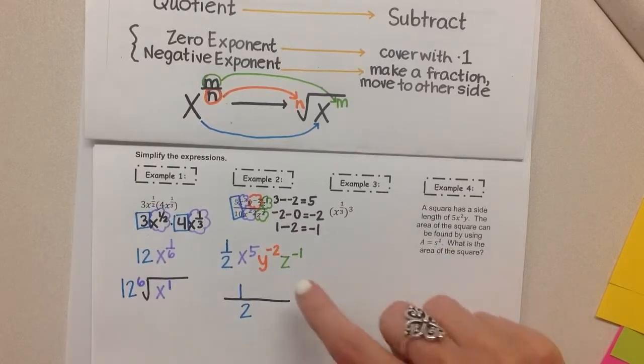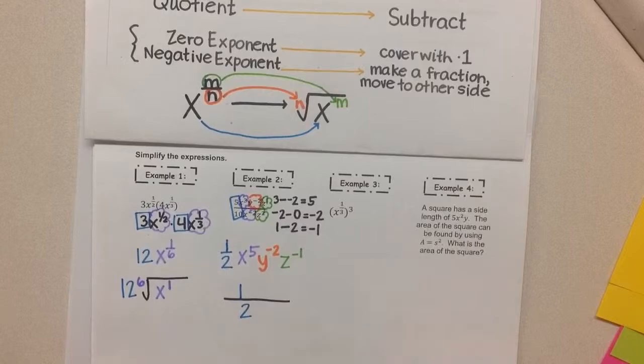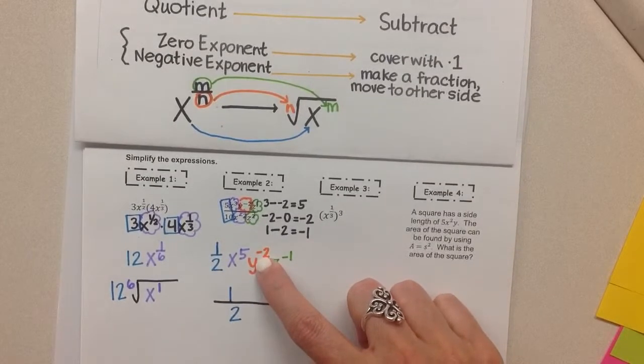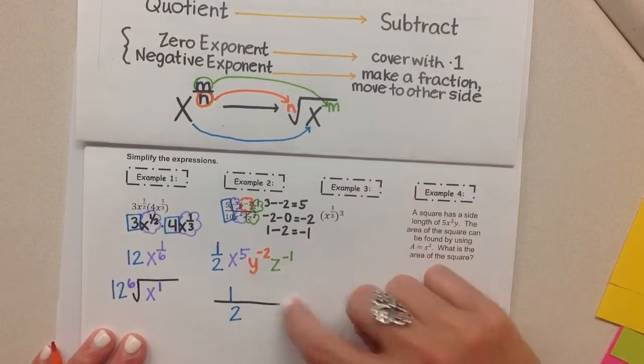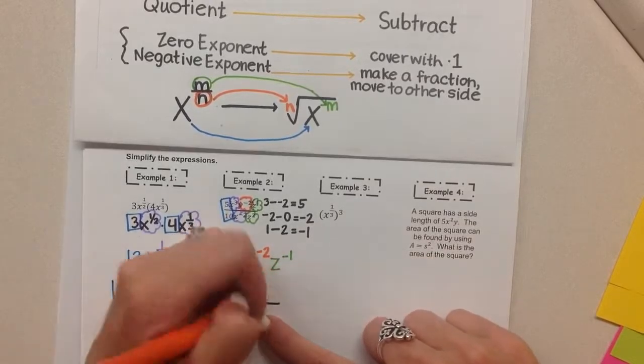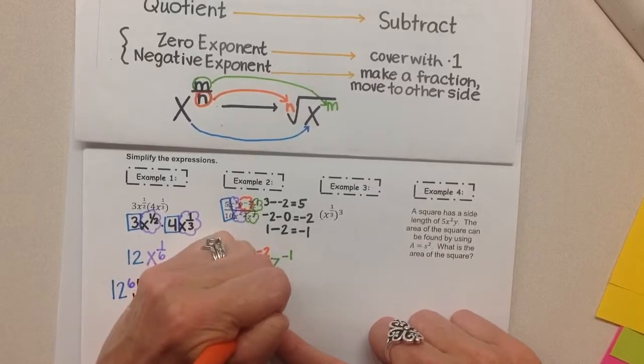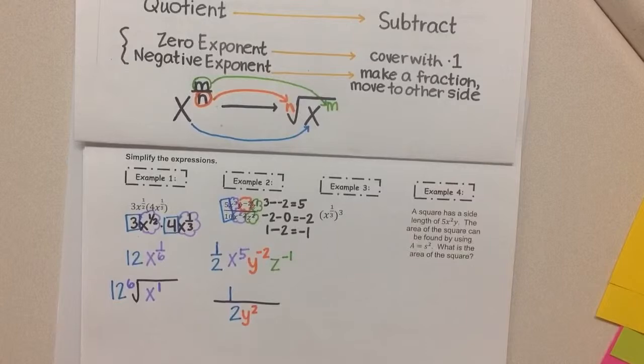Okay? And so now I'm going to look for any negative exponents. Well, I see y has a negative exponent, so I got to make a fraction, which I did, and now I'm going to move it to the other side. So it's going to move to the denominator, and when it does, that 2 is going to become a positive exponent.